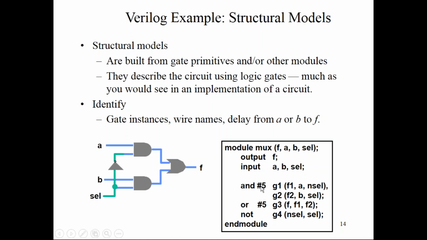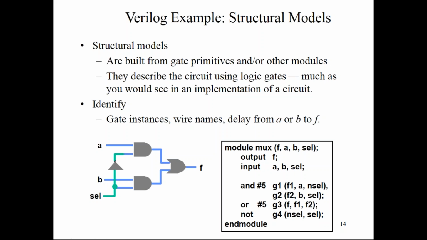If I want to put a delay of 10 nanoseconds, then I have to use #10. But in the case of hardware synthesizing, that delay does not have to be considered. So without this #5, I'm able to write that module like that: G1 F1 comma A comma NSEL, and G2 F2 comma B comma SEL, for design purposes. Only for simulation are we able to use that delay construct.